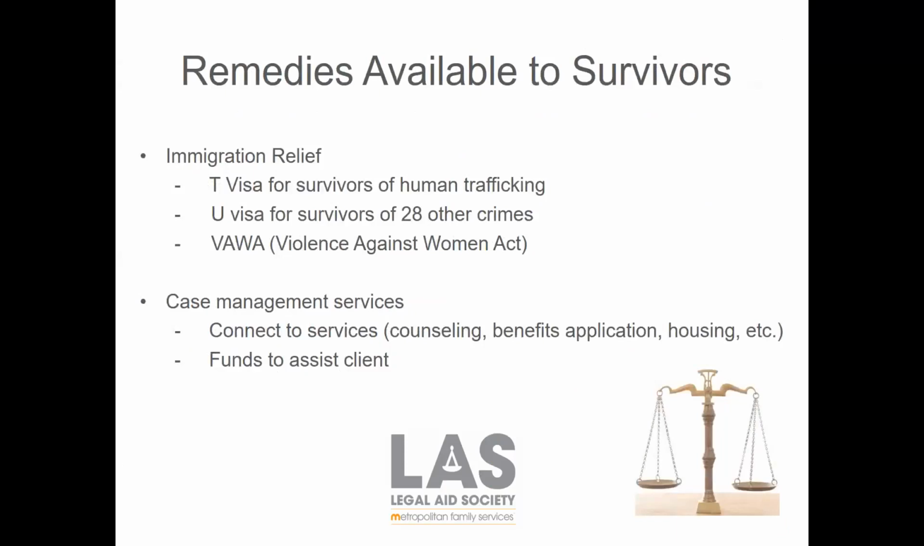Trafficking may be one of those crimes, or they could be a crime of sexual assault, DV, kidnapping, fraud and foreign labor contracting, etc. It encompasses a multitude of different crimes that an individual may qualify for a U visa. Lastly, an individual may be eligible for immigration relief under VAWA, or the Violence Against Women Act.